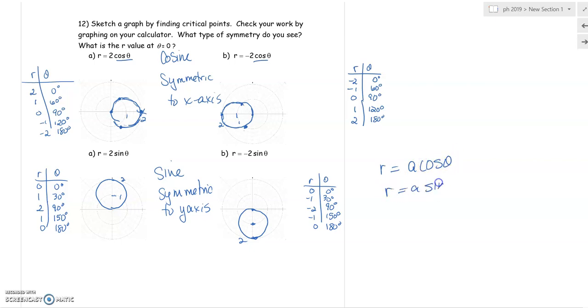Also, notice that over here, when theta was 0, r was 0. And over here, when theta was 0, r was 0. Over here, when theta was 0, r was -2. So kind of interesting where the graph starts as theta sweeps from 0 to 360. So again, we have circles.